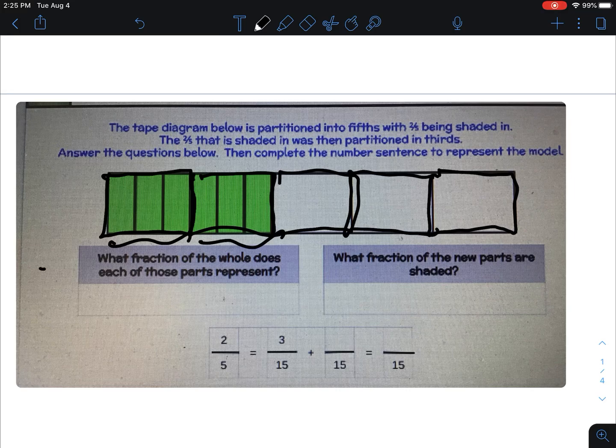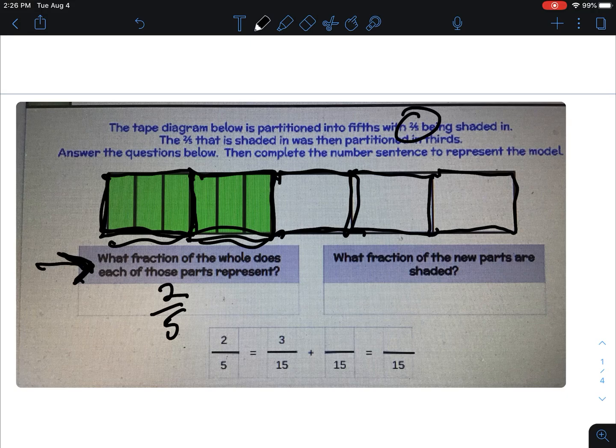All right. So I want you to answer this first question. What fraction of the whole does each of those parts represent? And they kind of already gave you the answer up above. And when they say what parts, I'm talking about the big parts. Okay? Before they divided it smaller, what fraction was represented in the tape diagram? Right, it's 2/5, which they already gave you, although it's kind of small writing, but we did go over it. Right, so the original 2/5 was shaded.